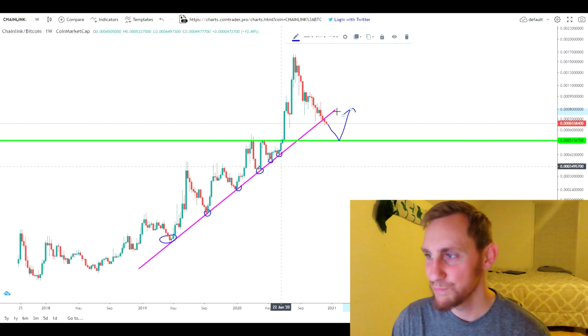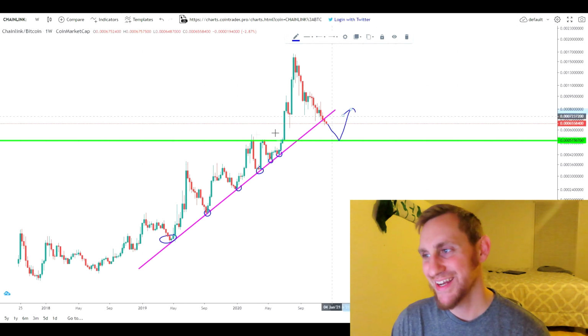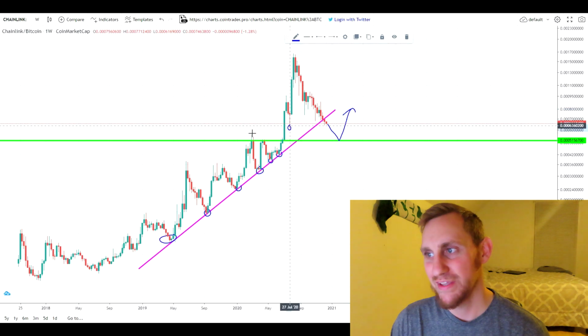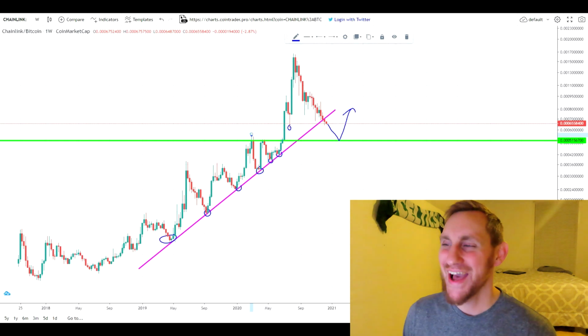So it just broke a major support level, and that's what I see as the next level. We don't have much price action right here, as you can see. We just have a little bit of a wick here, a little bit of a wick here. I don't think that's going to mean much. I think we're going to need to retest this at some point, just because there's nothing really in between here. So that's the video I had on CHAINLINK today, guys.